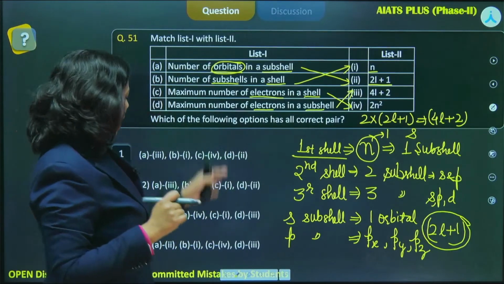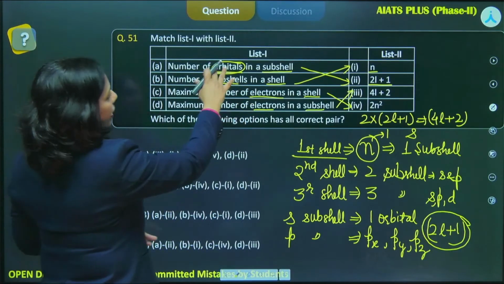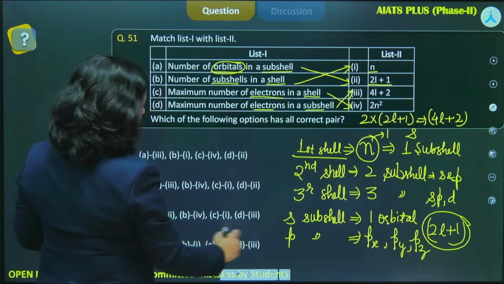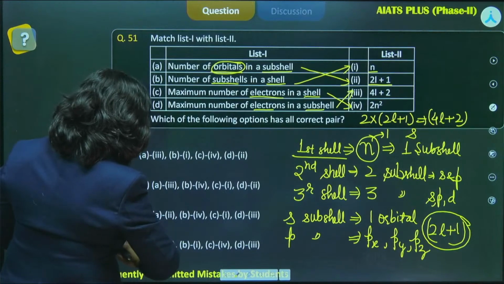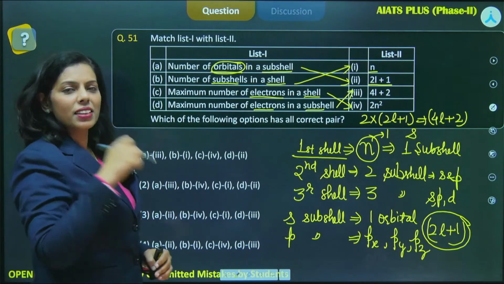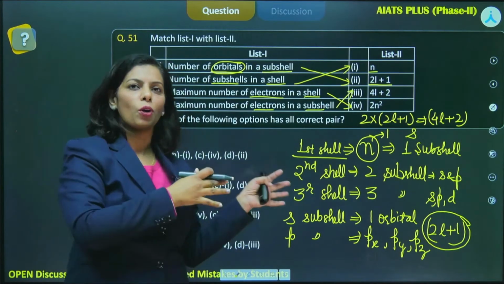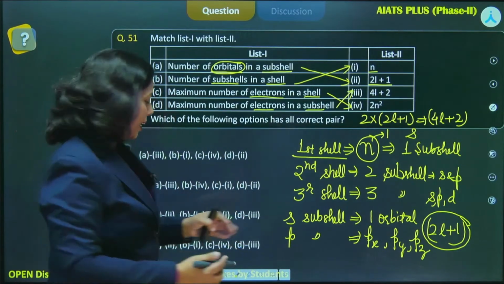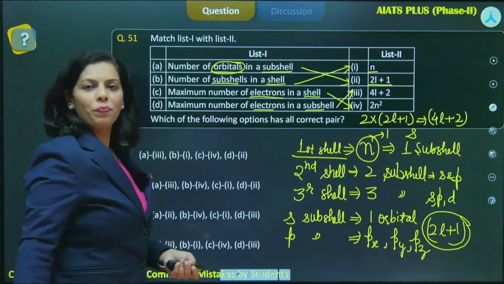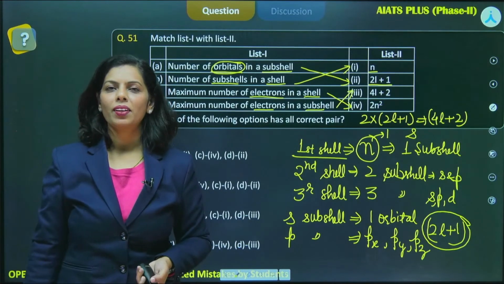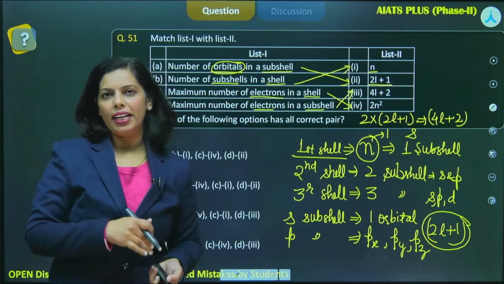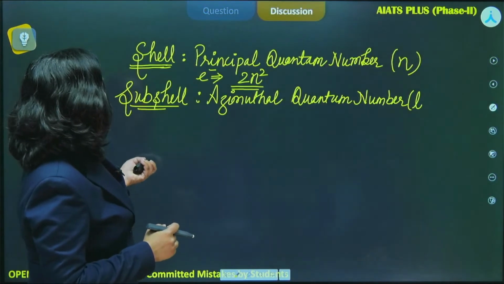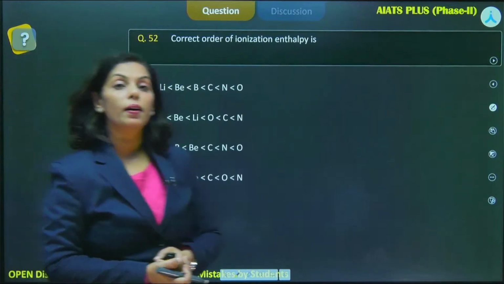Okay, so now we have matched it. A is matching with the second one, B is matching with the first one, C with the fourth, and D with the third. So option 4 is the right answer. And in this question, there is no scope to go for the other options because the other options are simply other matches. So the right match we have identified here. I hope this is clear. If you have any query, you can write there in the comment section, right? Okay, let me proceed. Now I'm taking the next question.